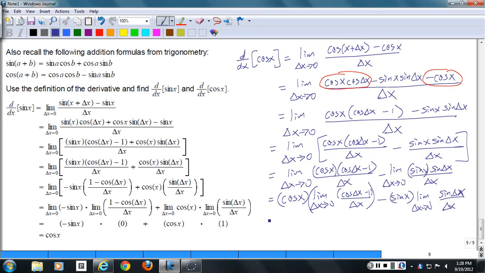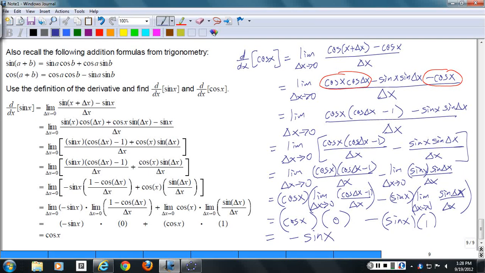0. So it's cosine x times 0 minus sine x times what? 1. So cosine x times 0 is 0, so what we get is, might be a tad disappointing if we were hoping for sine x, it's negative sine x.